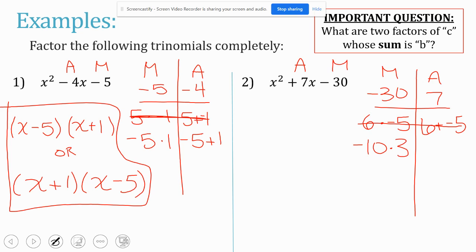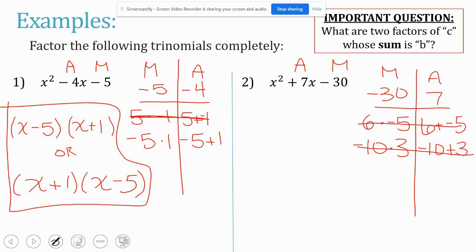-10 times 3 gives us -30. -10 plus 3, different sign, subtract, keep the sign of the larger. 10 minus 3 is 7, but the larger number here is 10. So that would give us a -7. So we don't want a -7, we want a +7. We're close, but the sign is off. So let's just switch these signs and see what happens.